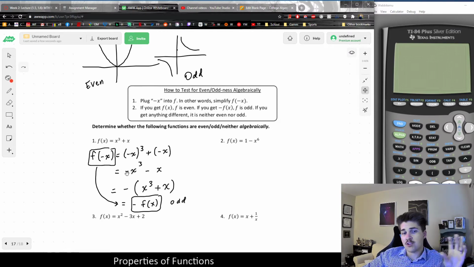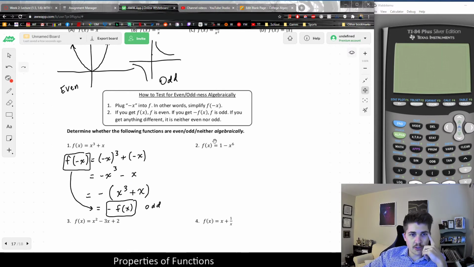And that's how an odd function will always behave. If you plug in a negative, you end up getting a negative on all terms. Now, an even function will be exactly the opposite of that. When you plug in a negative, it should just disappear and cancel out. And a function which some of them change and some of them don't, or something else happens entirely, is generally neither. So let's look at number 2.